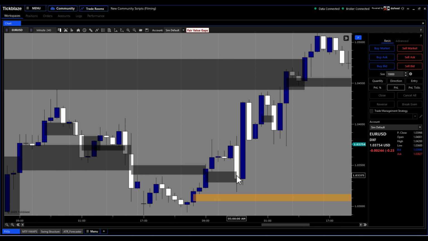Let's just go down here. You can take a look, there was this level here, right? And it reacted, and then wow, what a trade. Same thing here. This came in and then reacted.